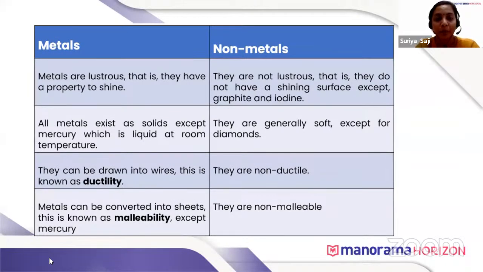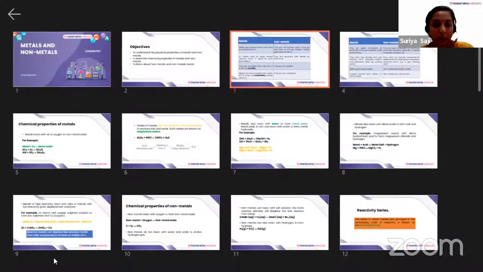First, we'll see the physical properties of metals and non-metals. Metals have a shiny appearance. We call that property lustrous. In the same way, non-metals do not have that shiny surface, so they are non-lustrous. All metals are solids, we know that. The exception is mercury. We have to note that exception. Mercury is actually a liquid metal.